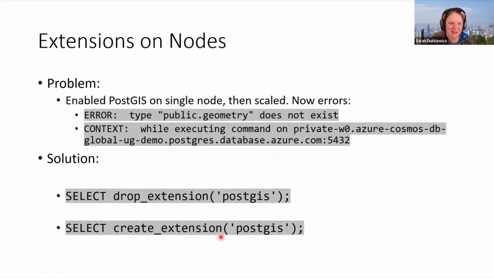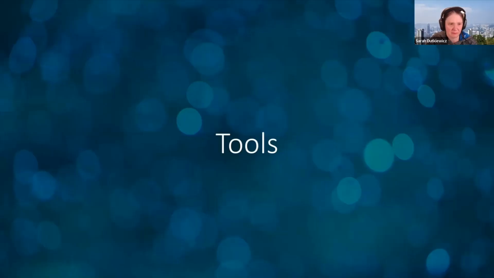So if you run into scaling and you're like, why doesn't my extension work? Well, it probably needs to be dropped and then recreated. Now, when you recreate it, it'll apply to all worker nodes. So that makes it easier.